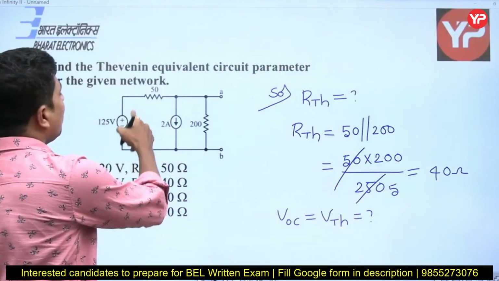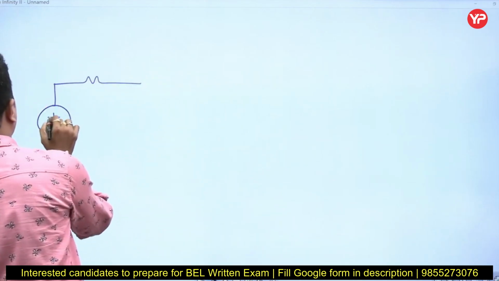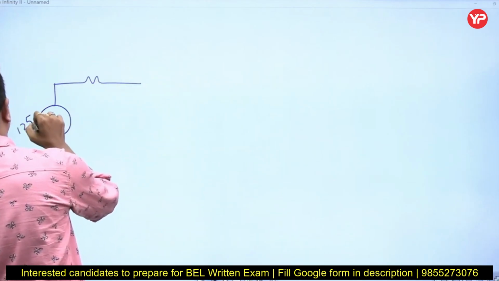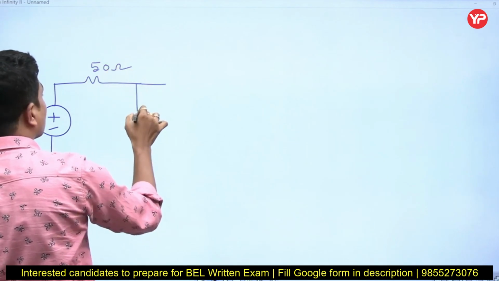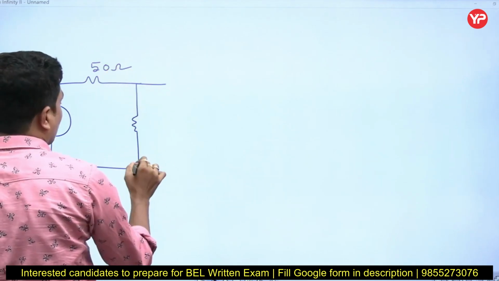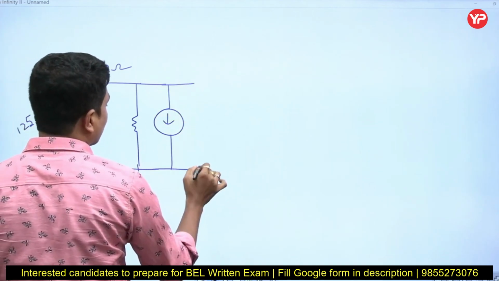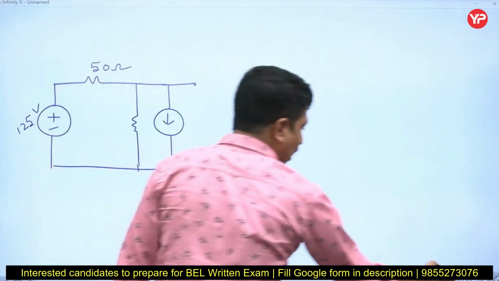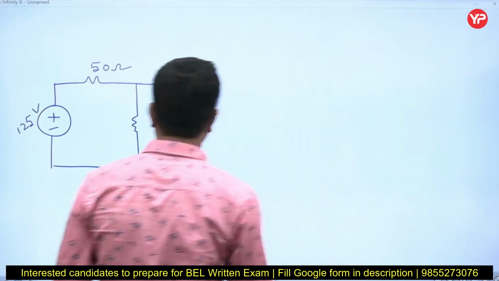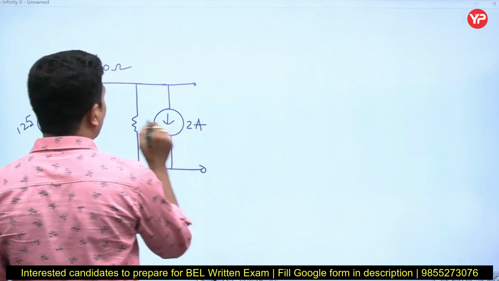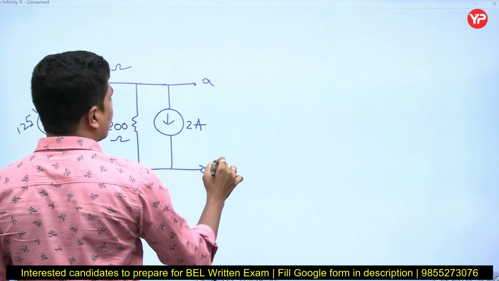We have 125 volts, 50 ohms, and 200. We have a current source here. You may be thinking, first current source, then resistance. Both are parallel, so either way is correct. This is 2 amperes and this is 200 ohms. This terminal is A, this terminal is B.